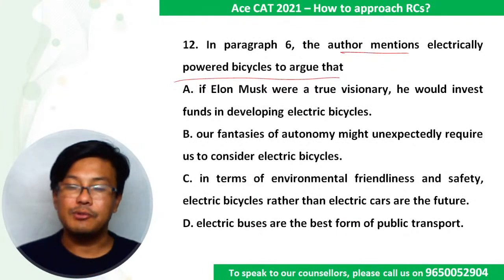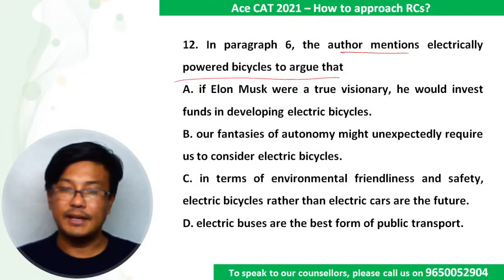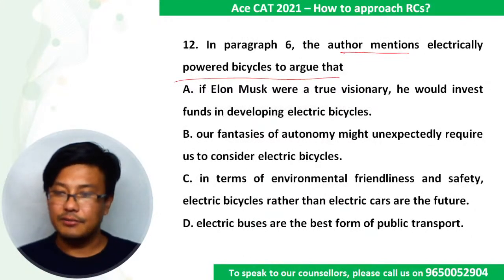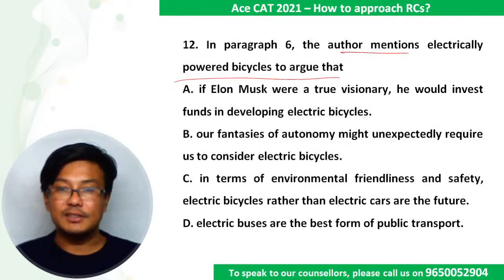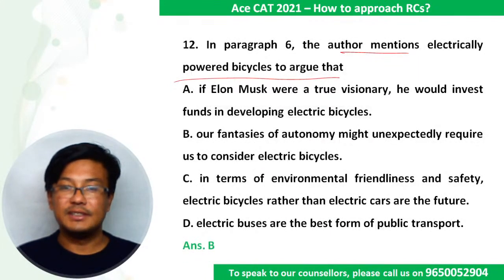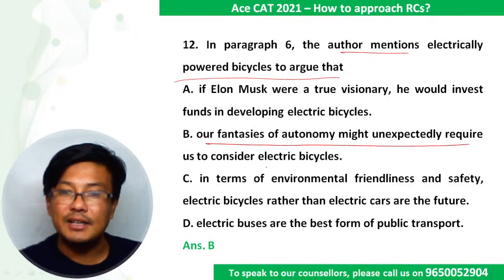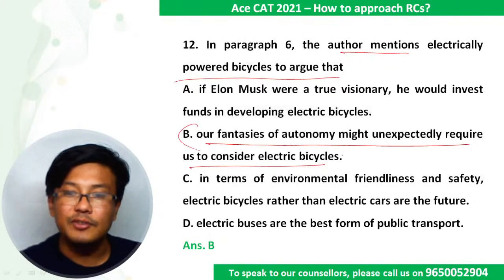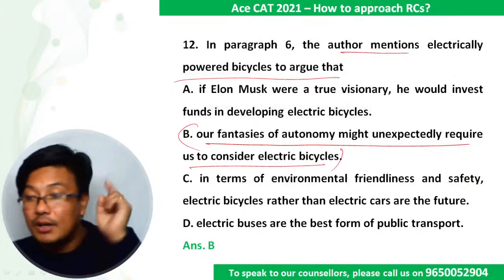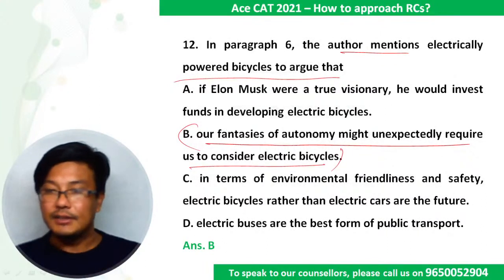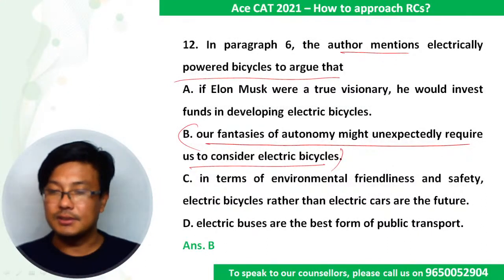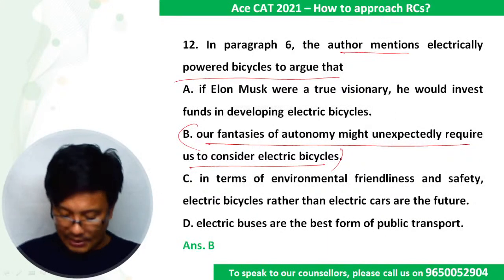Take some time to answer, and then we will see how it is. So I'll show you the answer very clearly. He's trying to be humorous, right? So what does he say? The best answer is this: our fantasies of autonomy might unexpectedly require us to consider electric bicycles. That is what he was telling you. Remember the part which I highlighted? So that was the part which was the answer. Everybody is clear with this, I hope, right?